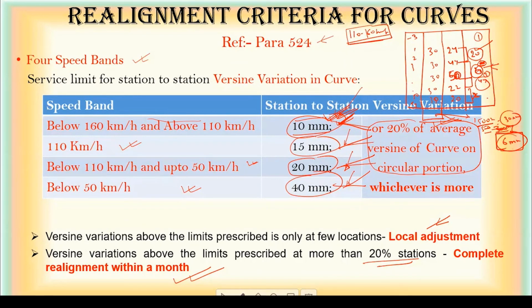which is more, this 6 mm or this 10 mm. Compare with whichever is greater. In this case 6 mm and 10 mm, which is greater? 10 mm is more, so we have to check this versine difference as compared to 10 mm. So again this will not be counted. What falls below 10 we will not count. If the average versine 20% had come to 12 mm, then this difference we must have compared with this 12 mm value.